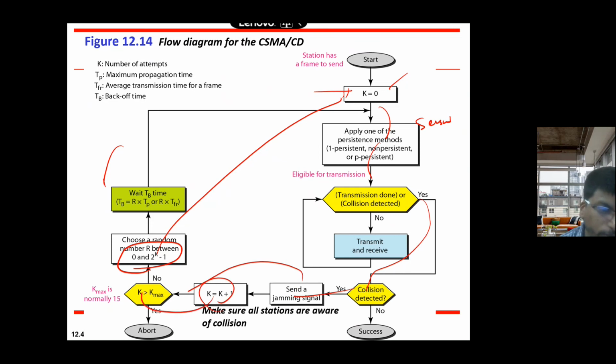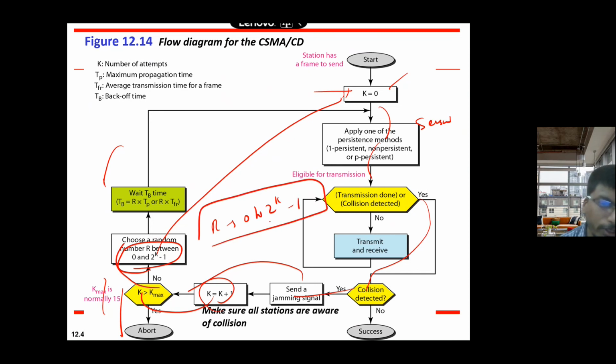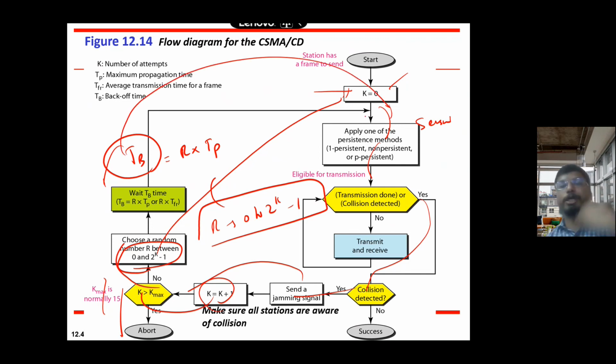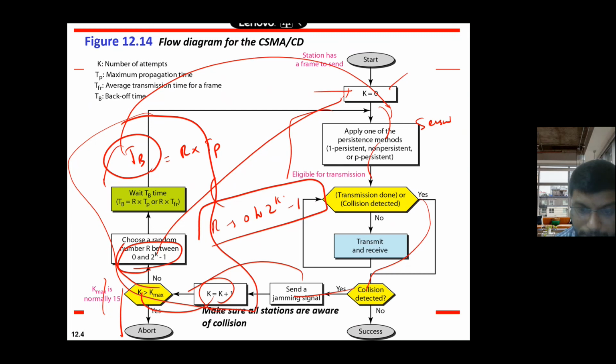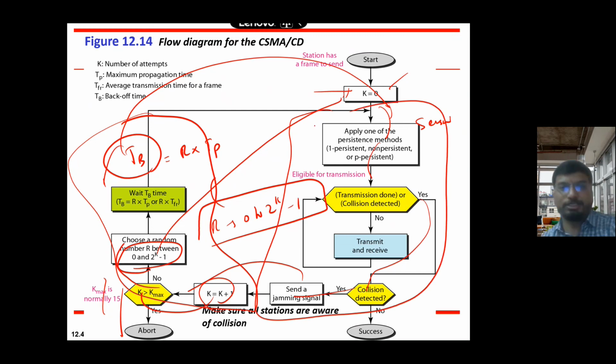So you increment your counter value, and you check if you have reached your maximum bound of K max before you give up. Till then, you can go on to retry by choosing a random number from 0 to 2^K minus 1. This is your binary backoff algorithm, because you choose a random number and multiply it by the propagation delay, and you get your backoff time. So you back off and wait for a random amount of time before you retry and apply your sensing again. These are all similar. What is new here is this part. This is where the CSMA/CD mechanism comes in.